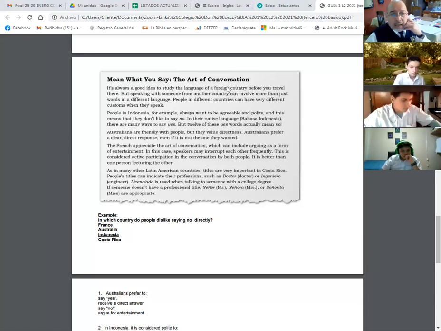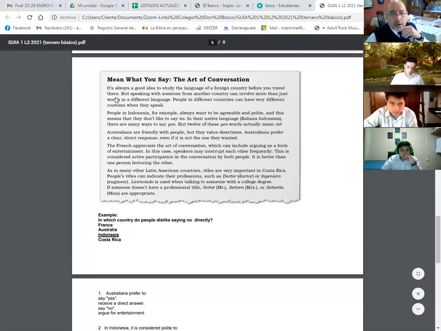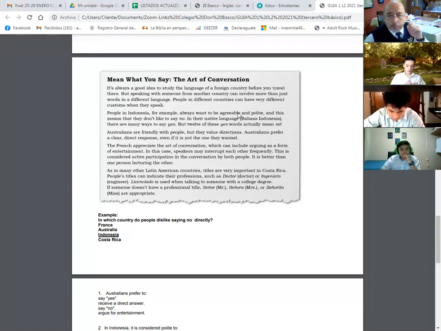Good, pretty good. Okay, really good. All right. I want you to make sure of this word, foreign. It's always a good idea to study the language of a foreign country. Foreign, okay? Foreign country. All right? Country before you travel there. But speaking with someone from another country can involve, make sure when you pronounce, all of you, okay?